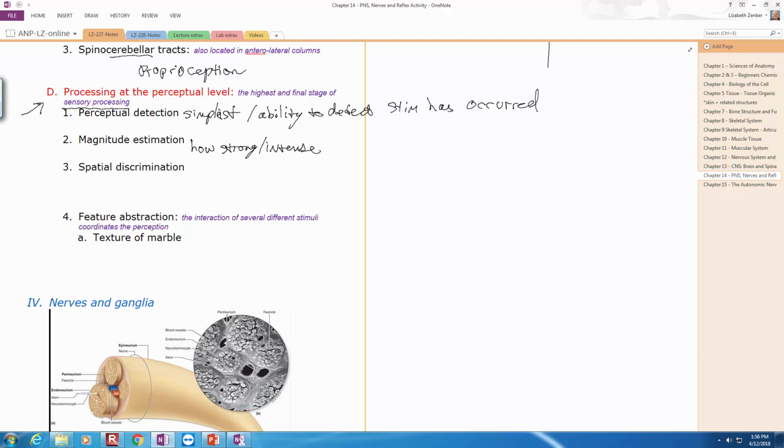And then spatial discrimination. This allows us to identify the site or pattern of stimulation. So that's what discrimination is, you're determining the importance. This depends upon receptor density. So the more receptors you have to sense this, the better you'd be able to localize and determine where it's coming from.